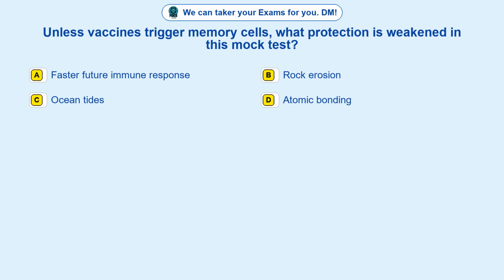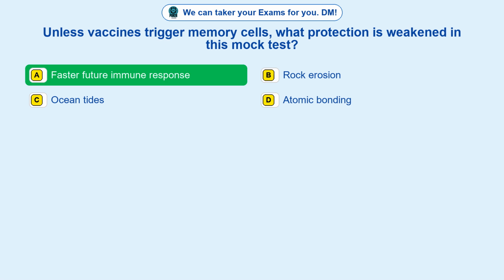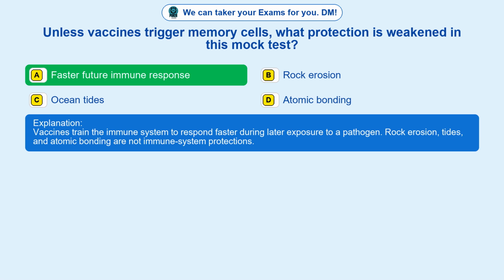Question 22. Unless vaccines trigger memory cells, what protection is weakened in this mock test? Option A. Faster future immune response. Option B. Rock erosion. Option C. Ocean tides. Option D. Atomic bonding. The correct answer is option A. Faster future immune response. Vaccines train the immune system to respond faster during later exposure to a pathogen. Rock erosion, tides, and atomic bonding are not immune system protections.